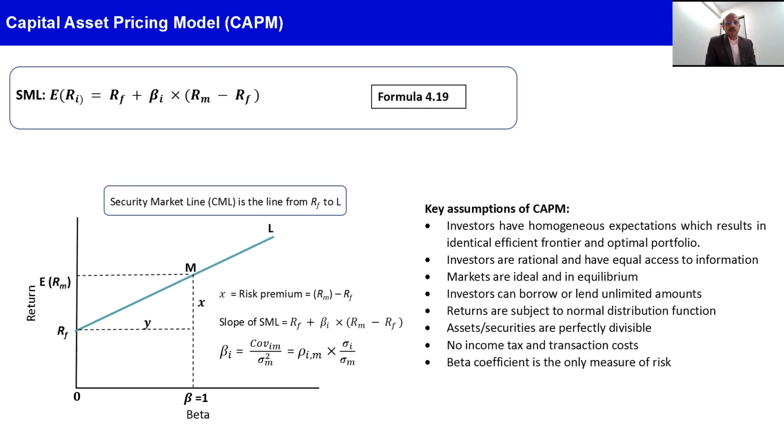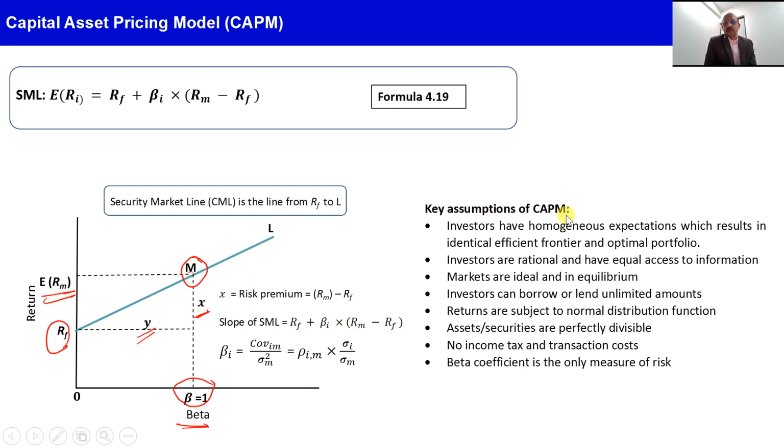I have put here the slope of the SML in graphical form. On the x-axis is the beta, and on the y-axis is the expected return. Here is the risk-free rate, and this is the expected rate of return of the market, and x is the difference between Rm and Rf, and y is the risk of the market, and market beta is always 1. So the intersection point is the market portfolio, where risk and return intersect. When we calculate the slope, Rf plus beta times (Rm minus Rf), we get the slope of the SML.